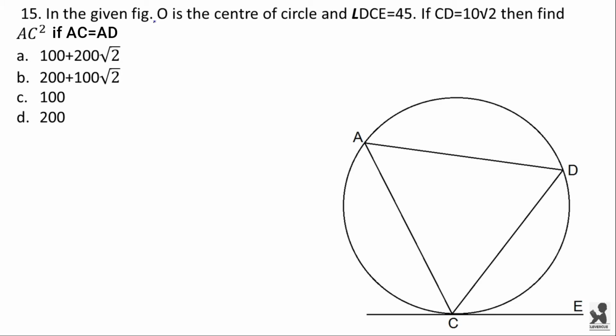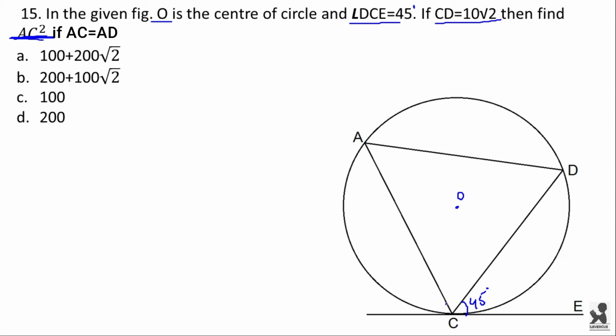In the given figure, O is the center of the circle. So the center is somewhere over here. And angle DCE is equal to 45 degrees. If CD is equal to 10 root 2, then find AC square. You have to find the value of AC square. So let us find the length of AC first.